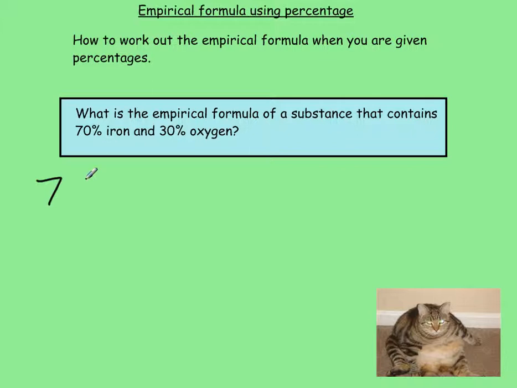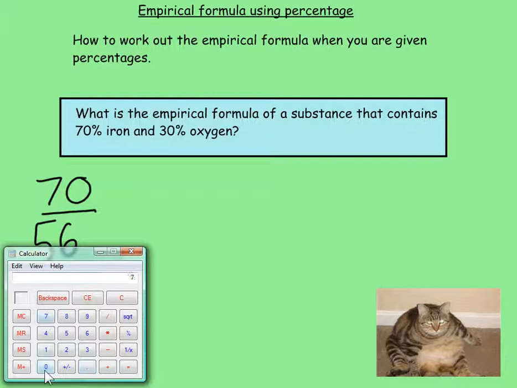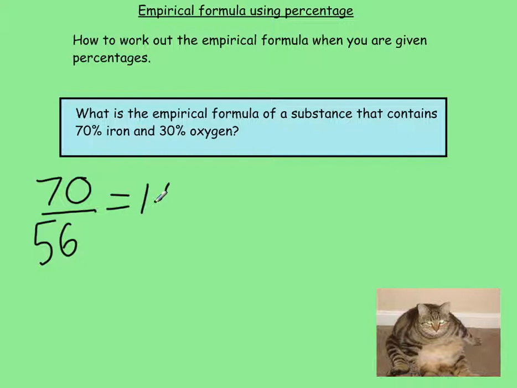So we do 70 divided by whatever the mass number of iron is. So the mass number of iron, looking it up, is 56, because that's on the periodic table. So I can go 70 divided by 56 equals 1.25. Marvellous. And then you do 30% of oxygen, so 30.